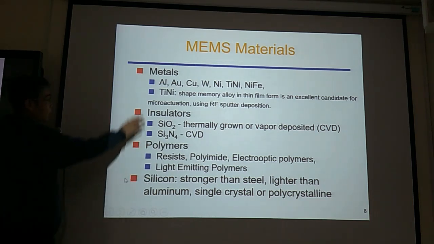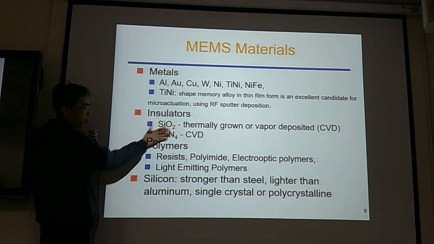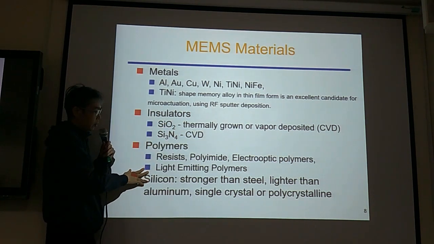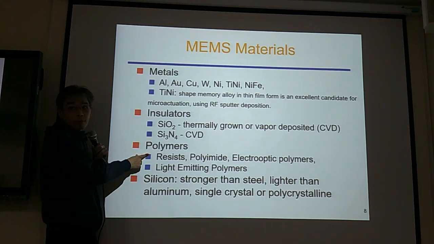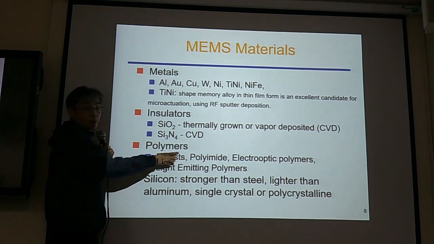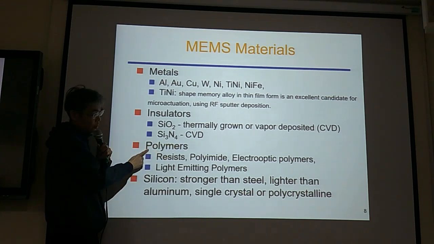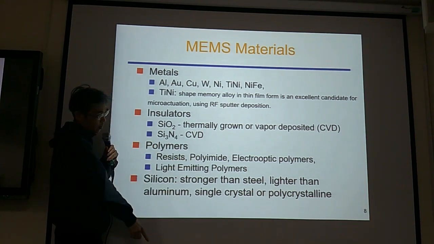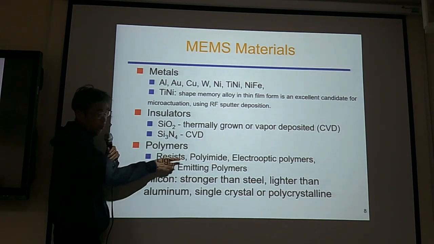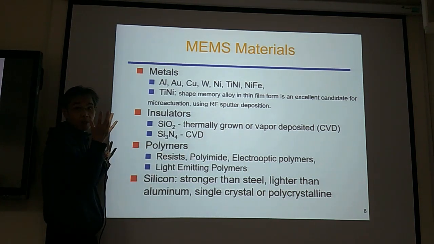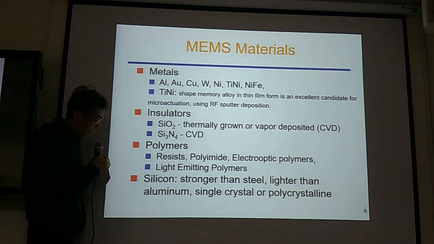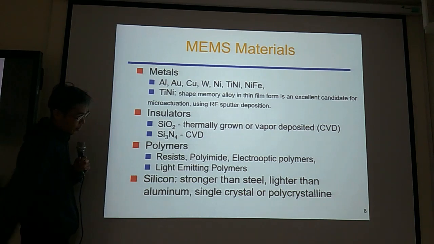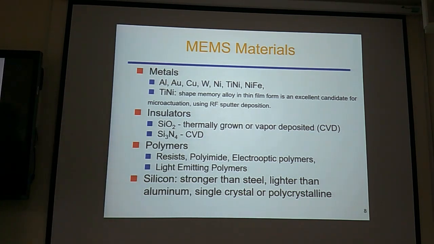Okay, for MEMS, we use metals and insulators, silicon dioxide or silicon nitride. Or we use polymers, because for microfabrication we need photoresist. They are polymers, like polyimide polymer. It's soft, like PDMS. So sometimes we use them for our design and our purpose. Then, certainly, silicon. Okay, so these are some background ideas.